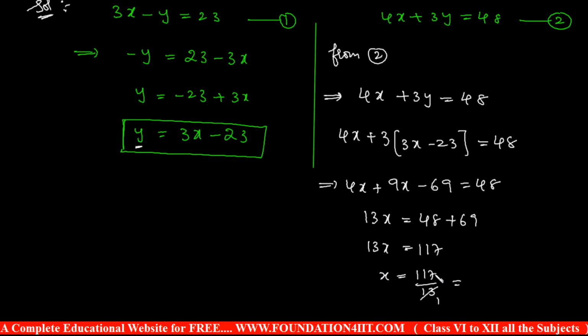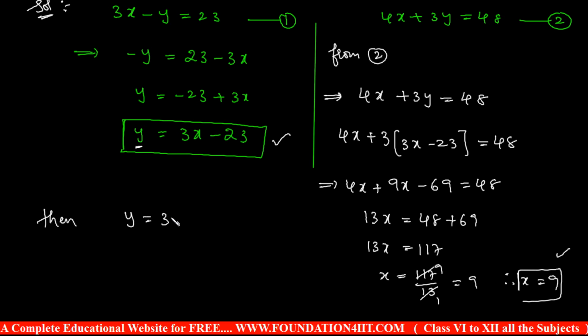Now we can cancel this. 13 ones are 13, 13 nines are 117. So 9. So therefore x is equal to 9. I got the x value now. So the first equation, y variable value I substitute here. I got the x value. Then x value substitute in this, we'll get the value of y.